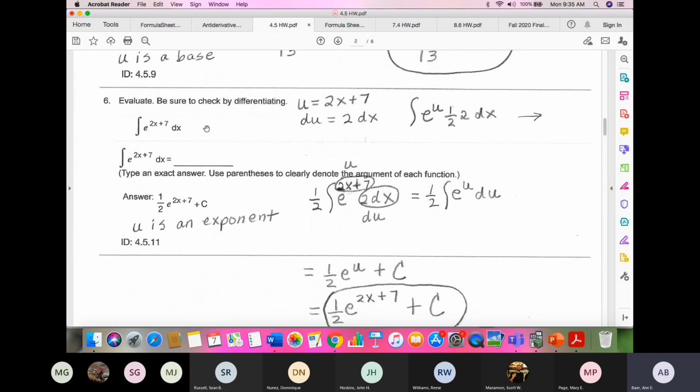I just got so into the problem. In this case, we want to integrate e raised to the 2x plus 7 dx. Well, e is a number, so it's not going to make sense to let u be equal to e. There's only one other choice, 2x plus 7. That's the exponent. So let's let u be equal to 2x plus 7.